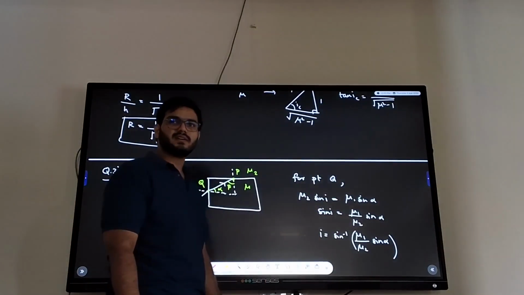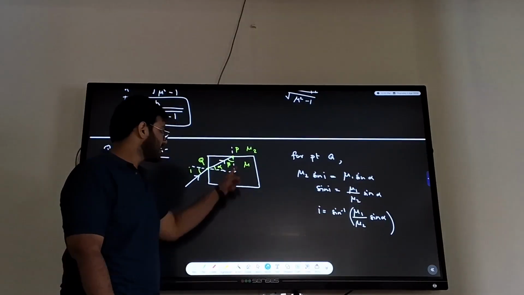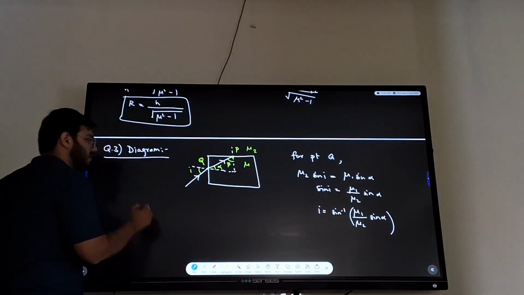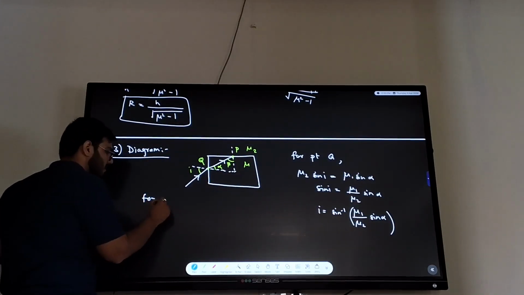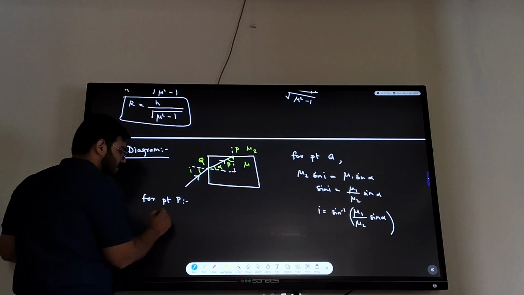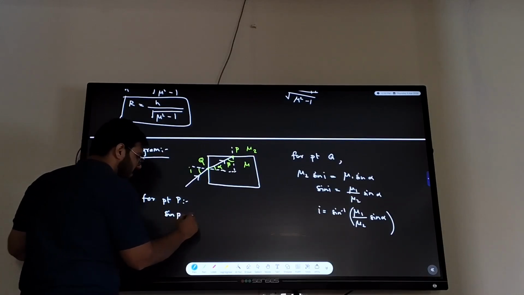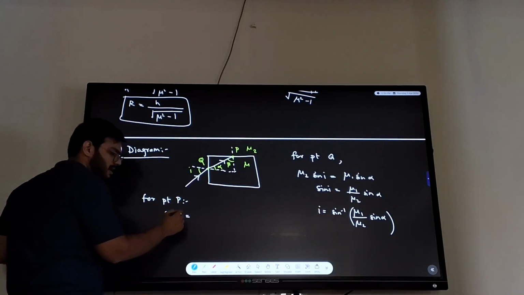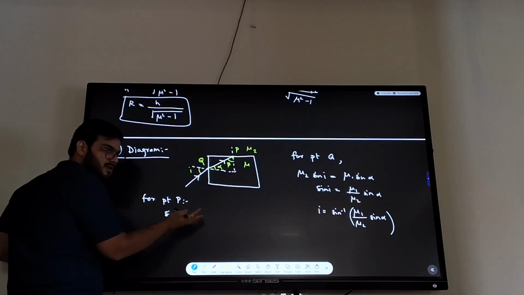But how to get that? For this point P, now look at this point P. For point P, what can I apply? TIR. From TIR, what can I say? That sine beta is actually equal to what? Mu Rayleigh or mu what upon what? Do you remember?